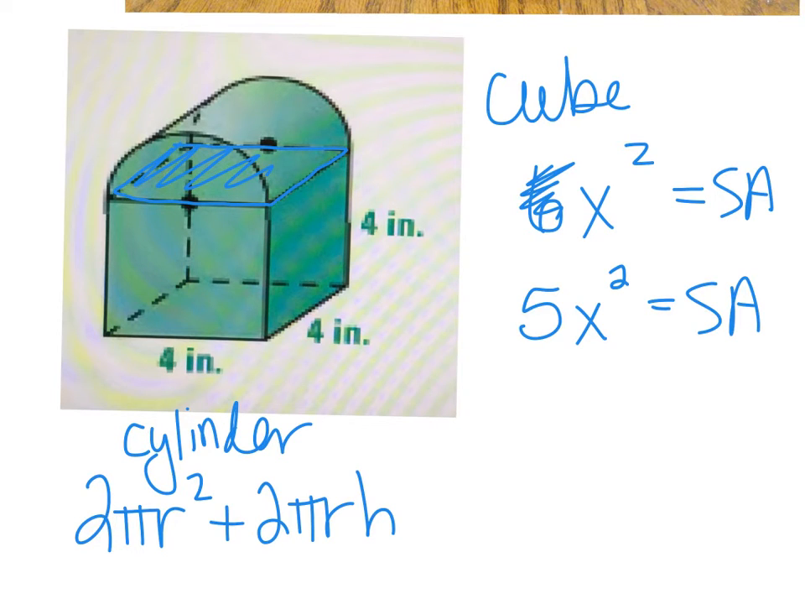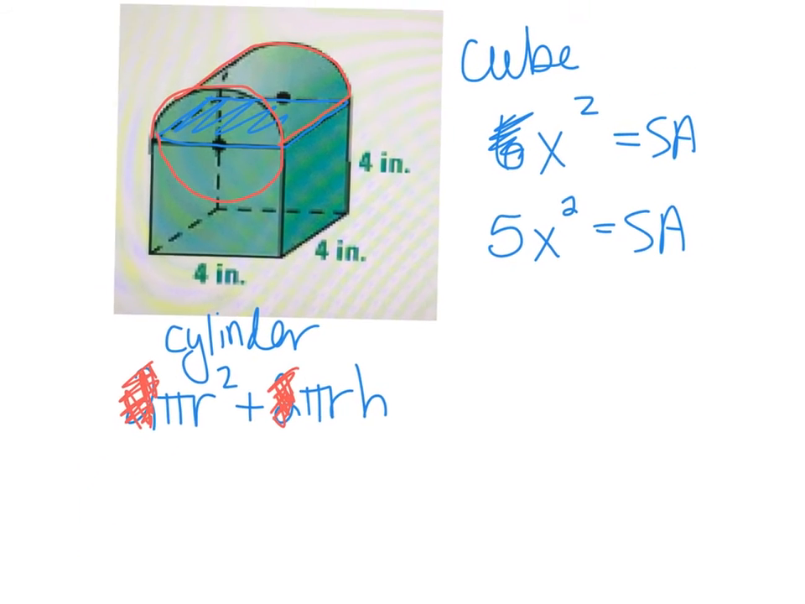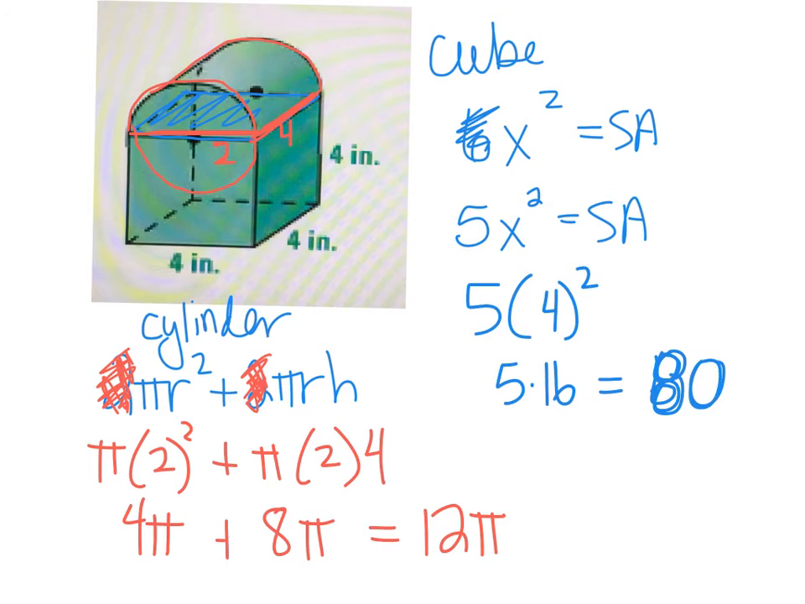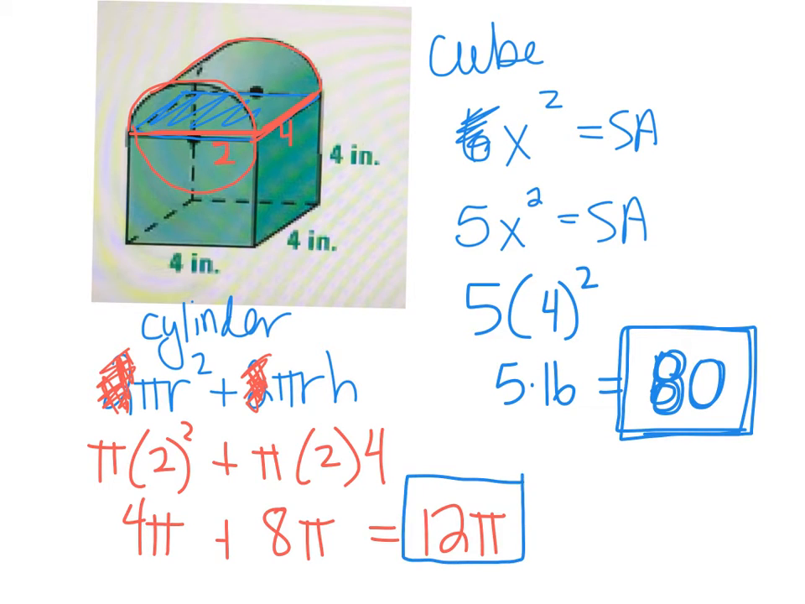And for the cylinder, notice this cylinder is perfectly cut in half. It has half of the base, it has half of the lateral, it has half of everything. So this formula turns into something like that. So we're going to use these two formulas in order to find the surface area. In fact, the radius here is 2. The whole entire diameter is 4, so it has a radius of 2, and it goes like this. We get 80 square inches for the cube's tangible surface, and 12 pi square inches for the cylinder.